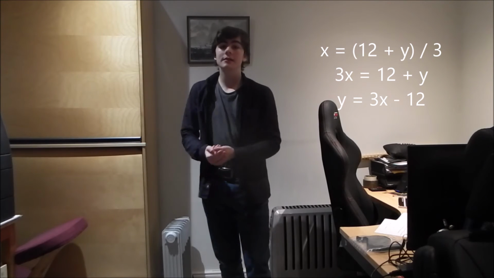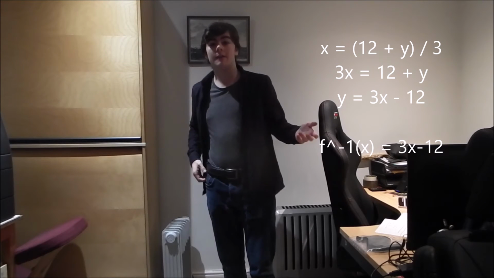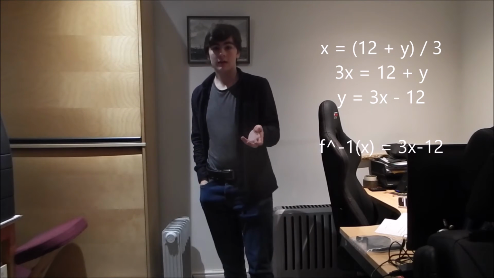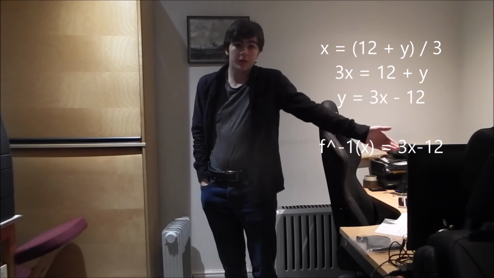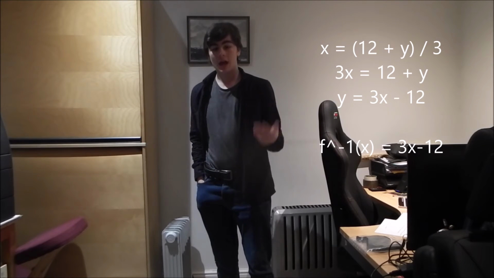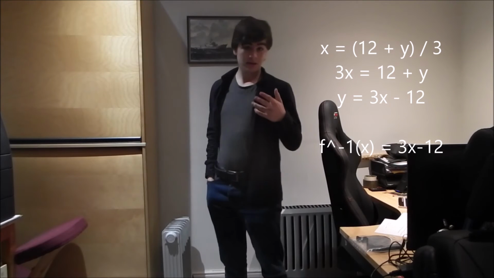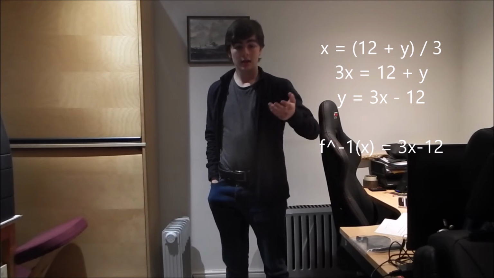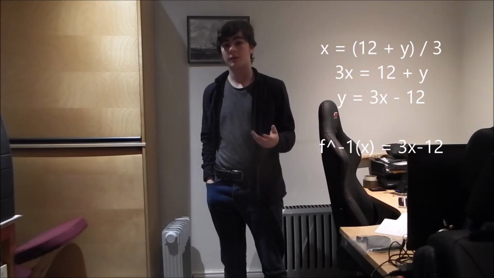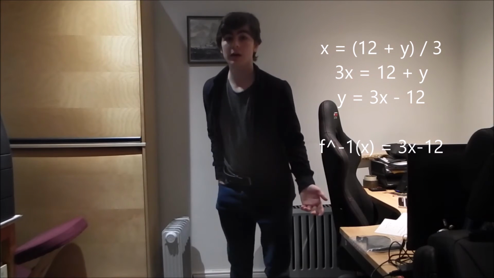Once you have that, you just replace y with the inverse function, f to the power of minus 1 of x equals, and then you put the equation you have right there. So, define the inverse function of f of x equals 12 plus x over 3. The answer for that would be f to the power of minus 1 of x, the inverse function, equals 3x minus 12.